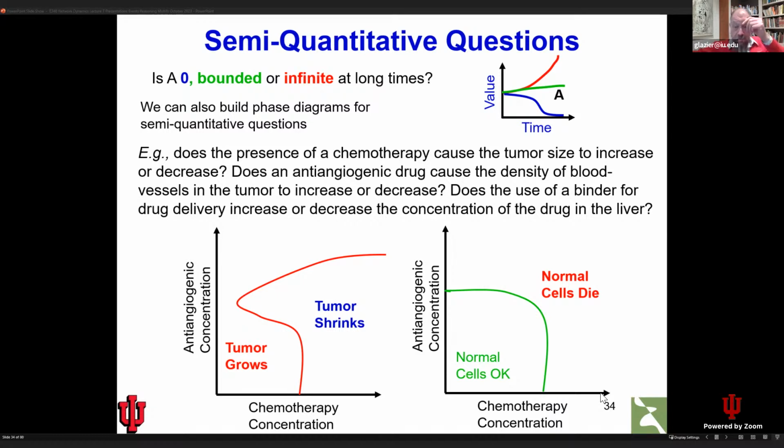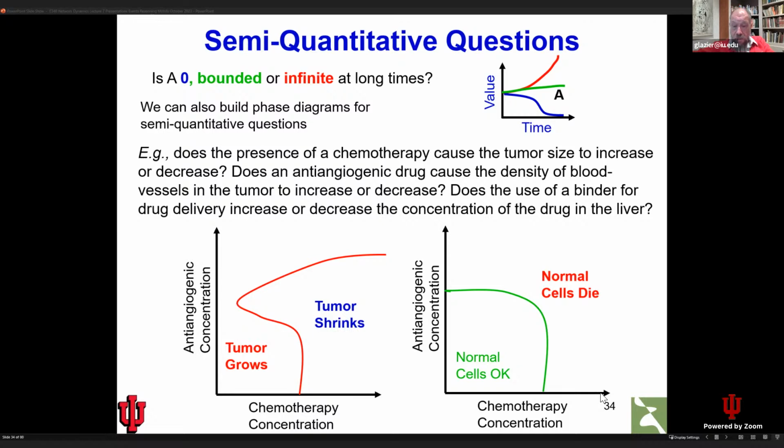These kinds of questions can be pretty important, and the boundaries between these things are also important. If A is at long times, is A bounded? Does A go to 0 or does it go to infinity? Well, bounded versus infinity is a qualitative question because we distinguish steady state from divergent. But 0 value bounded versus finite value bounded is now a semi-quantitative question because it's relative levels that we're talking about. We can build phase diagrams for that too.